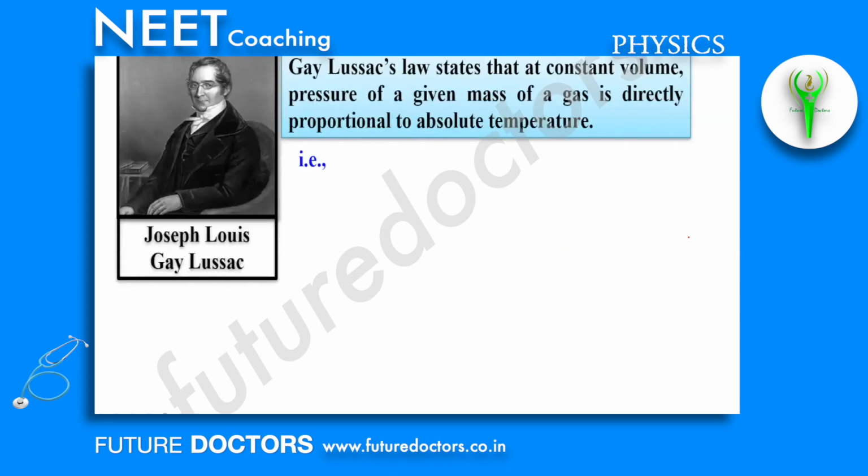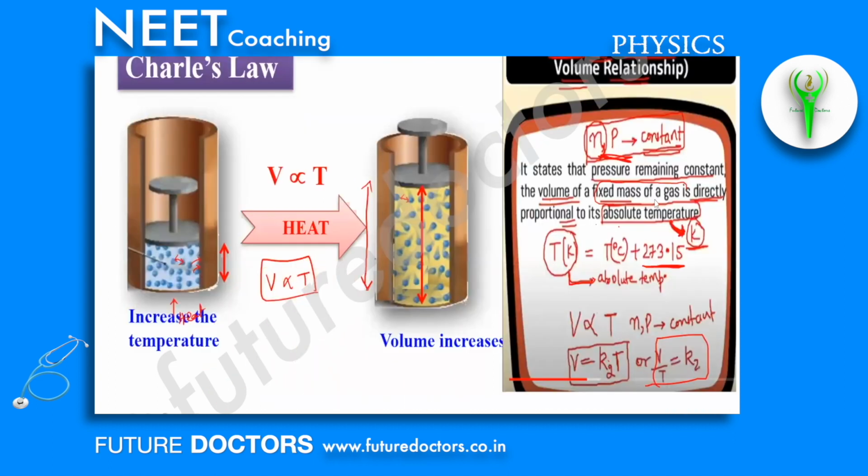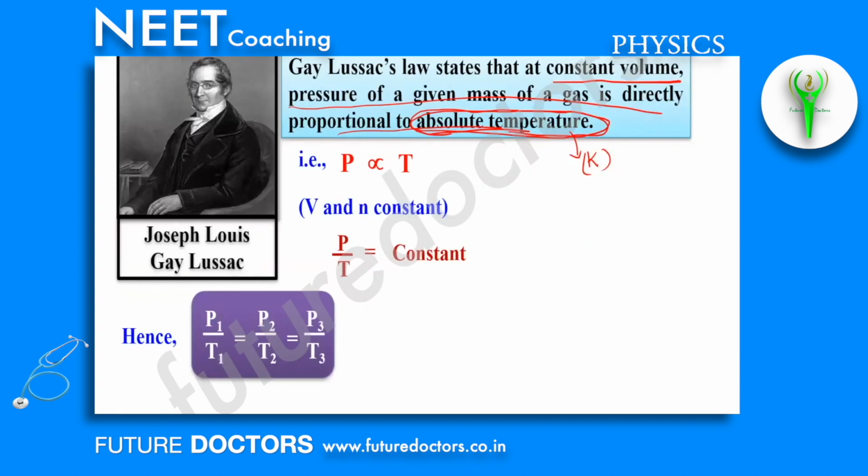Joseph Louis Gay-Lussac states that when volume is kept constant, the pressure of a given mass of gas is directly proportional to absolute temperature. What is absolute temperature? Temperature should be in Kelvin. So pressure is directly proportional to temperature, or P by T is a constant. So we can write P1 by T1 equal to P2 by T2 equal to P3 by T3.